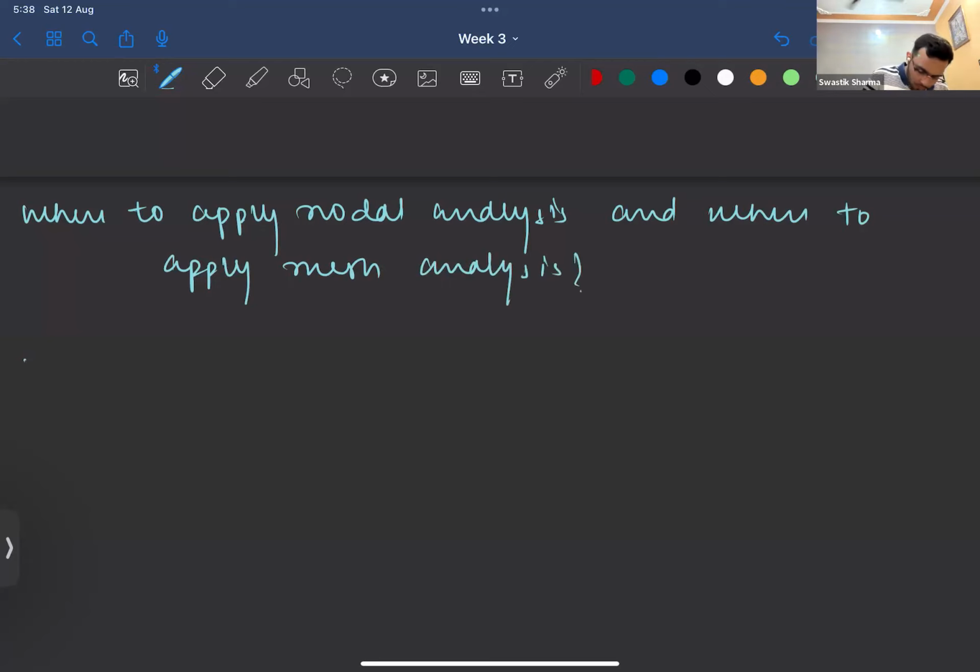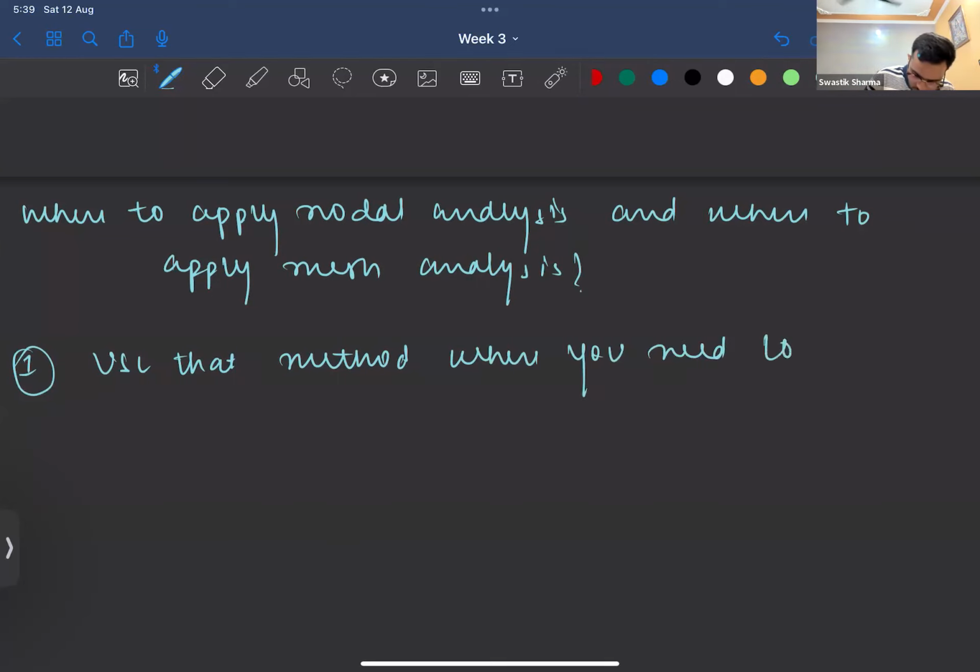So first of all, you should always try to minimize the number of simultaneous equations you get from solving those by using any of these methods. Why? Because the more equations you have, the lengthier it would be for you to solve them. Right?